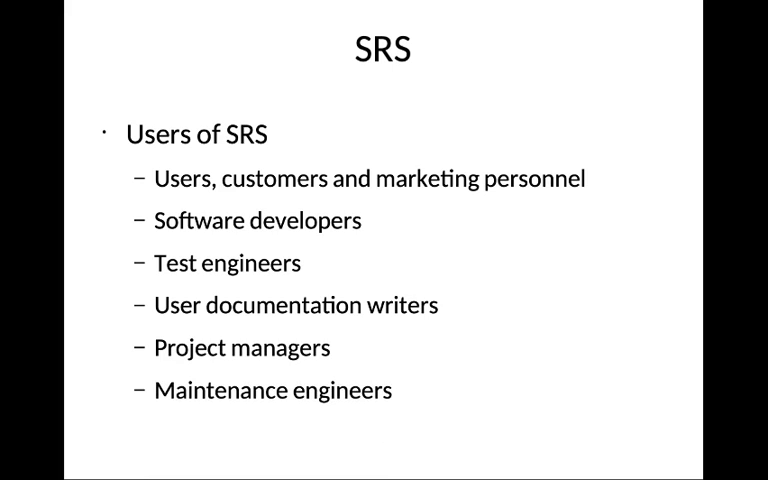Then the maintenance engineers. So finally after the product is delivered, if there are some bugs reported by the customer, they have to be cleared. So in order to clear that bug, or in order to change those requirements or to add new requirements, the maintenance team will have to refer to this SRS. Then only they can make those modifications. So this SRS is an important document in the software development life cycle.